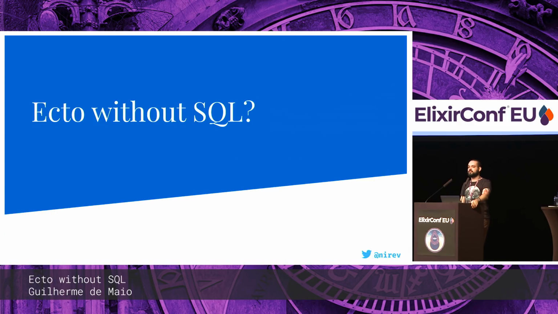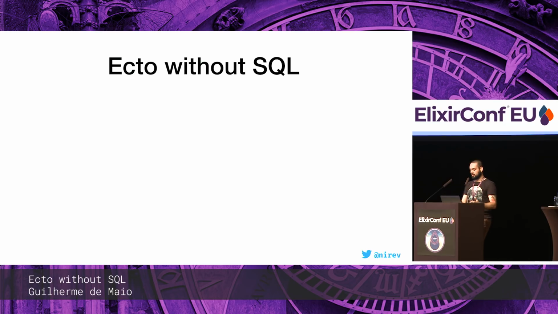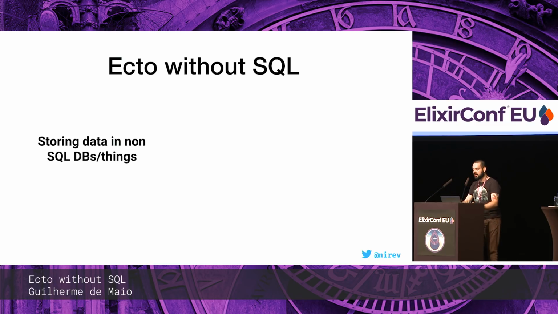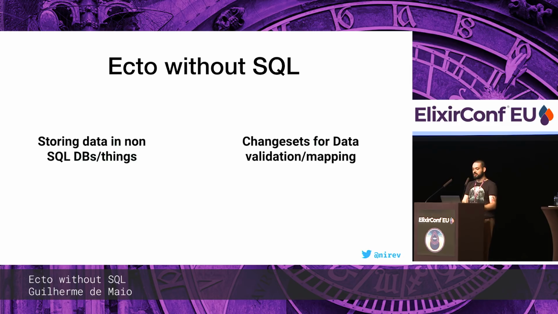So now that I've explained the building blocks, what is Ecto without SQL? What do you get from that? In my view, when I'm thinking about Ecto without SQL, there are two possible ways to do that. One is storing data in non-SQL databases or similar things, and the other would be using changesets and schemas for data validation and mapping, but not storing or retrieving that.